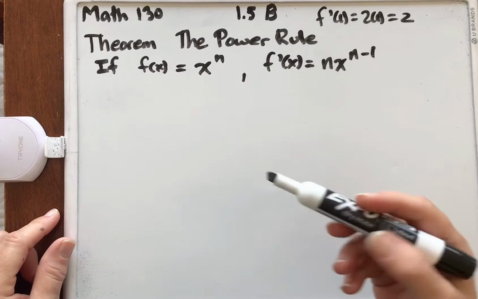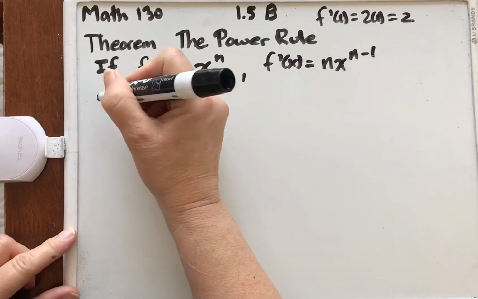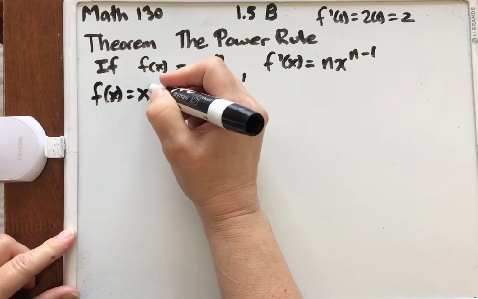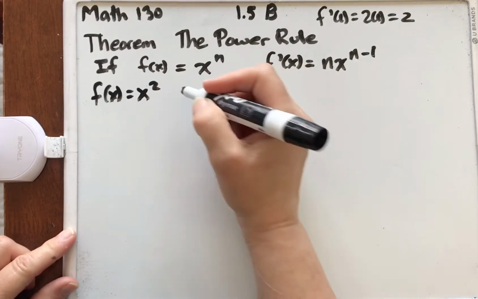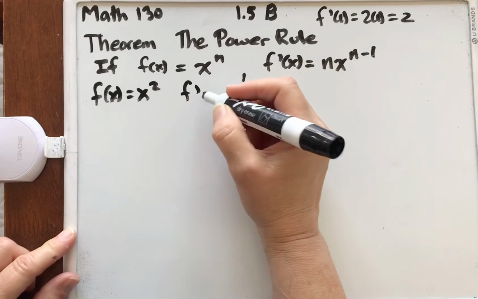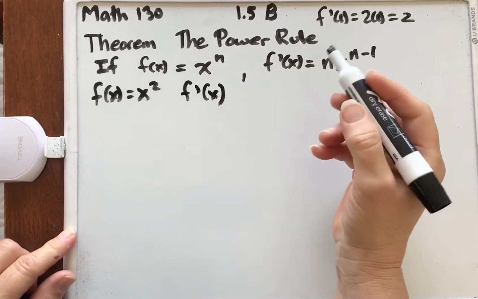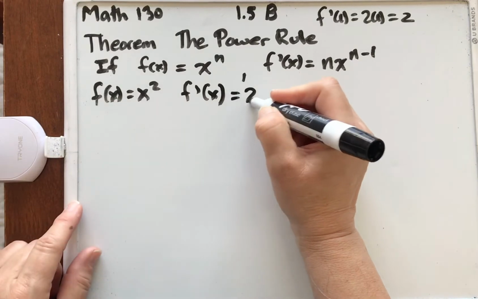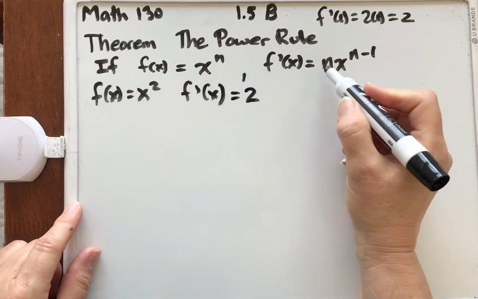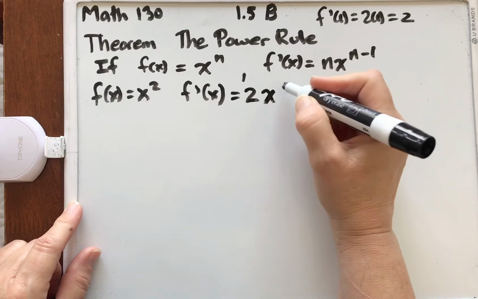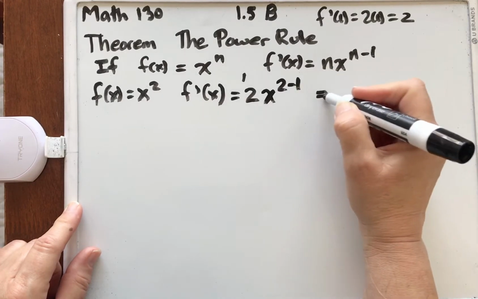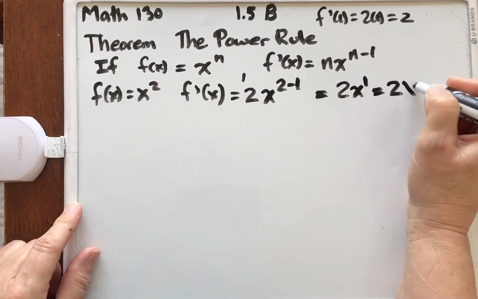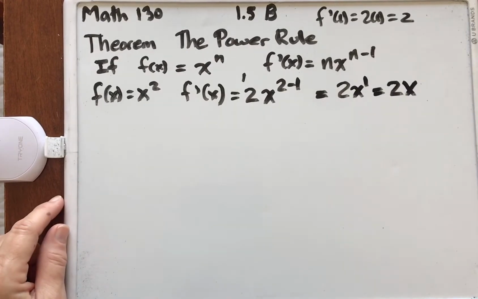So let's do an example of this. Since we had discussed f of x equals x squared, we're now going to do f prime of x using the power rule. It says to bring the exponent in front. Here we have the exponent, and then we take that exponent and minus 1. So that equals 2x to the 1, which is 2x. And that's what we got earlier.